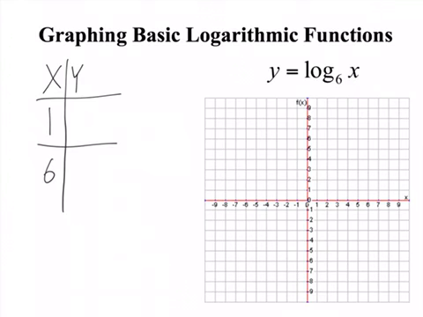When I do that, I get log base 6 of 1, which is saying 6 to the what power is 1, which is 0. And then I'm going to do log base 6 of 6, which is saying 6 to the what power is 6, which is 1. So I plot the dot (1, 0), and I plot the dot (6, 1).